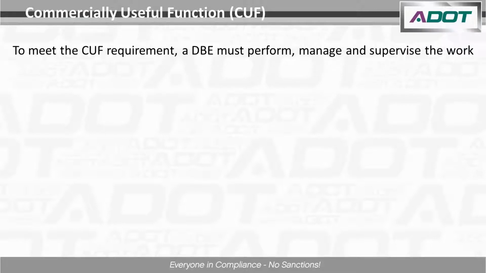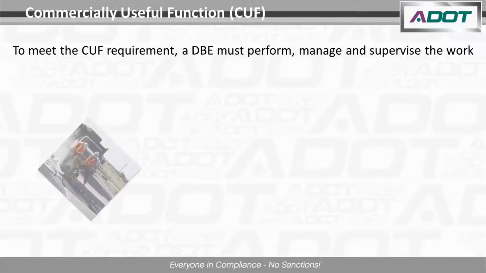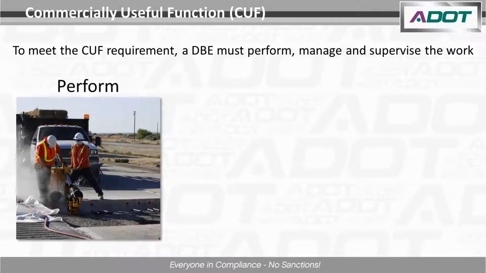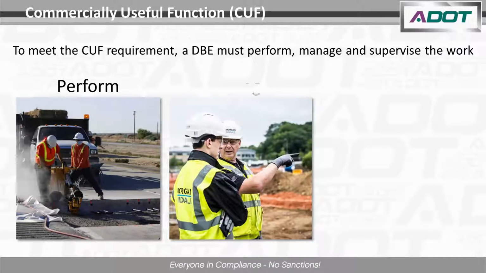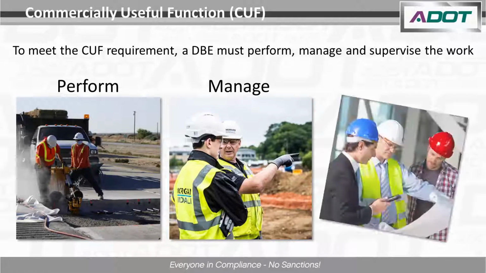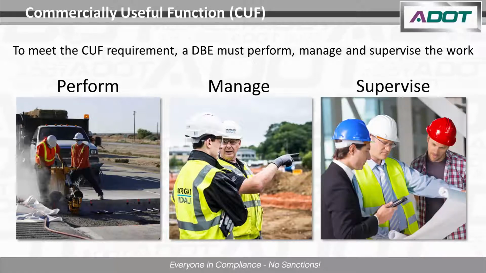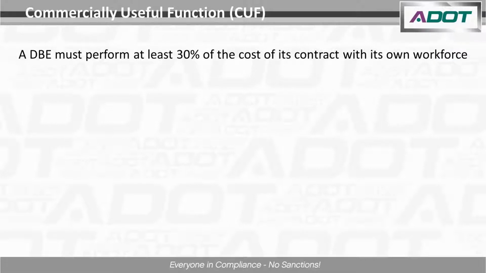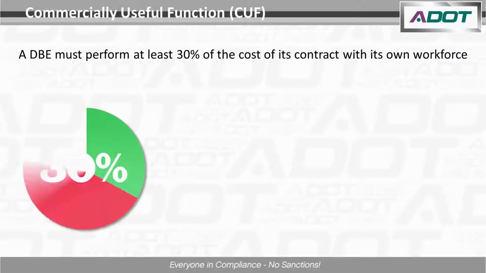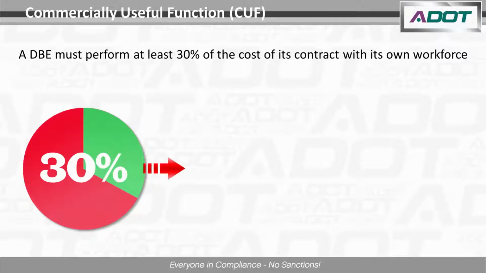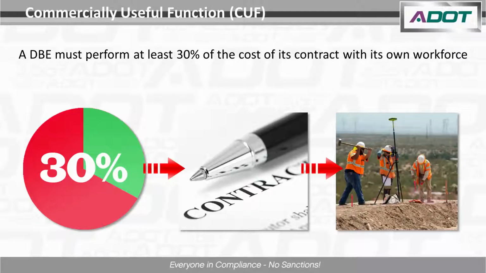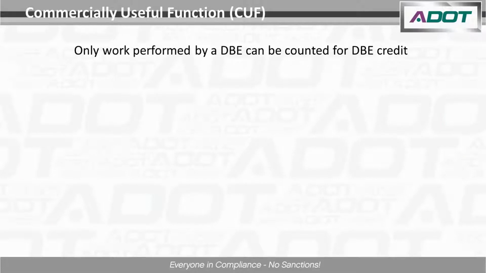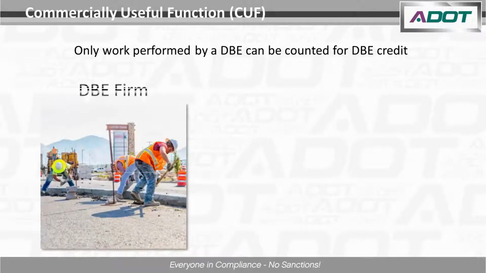A DBE performs a CUF when it is responsible for execution of the work of a contract and carries out its responsibilities by actually performing, managing, and supervising the work involved. If the DBE is performing or exercising responsibility for at least 30% of the total cost of its contract with its own workforce, the department will presume that the DBE is performing a commercially useful function. Please keep in mind that only work performed by DBE firms will be counted as credit towards meeting the DBE goal.